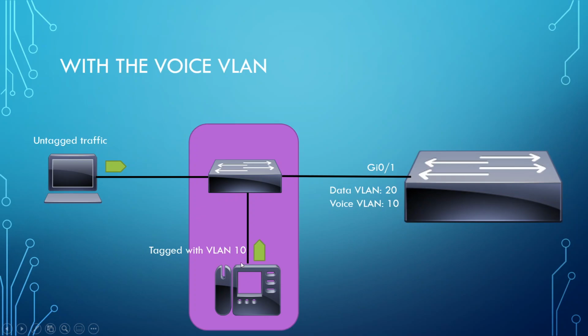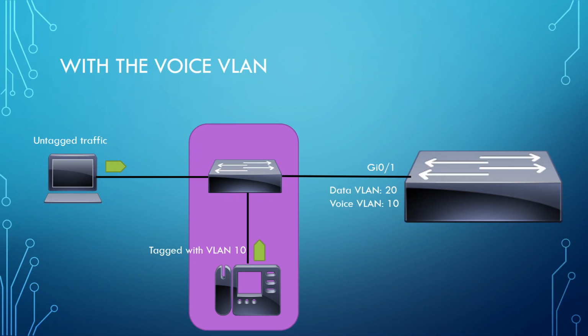Now, how does the phone know to tag traffic with VLAN 10? Well, there's a protocol called CDP. CDP allows this switch to communicate with the IP phone and basically tell the IP phone, the voice VLAN configured for this port is VLAN 10. I want you to start tagging traffic with VLAN 10.